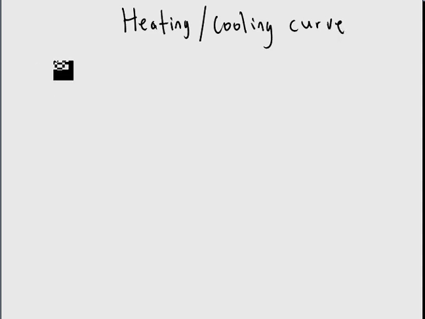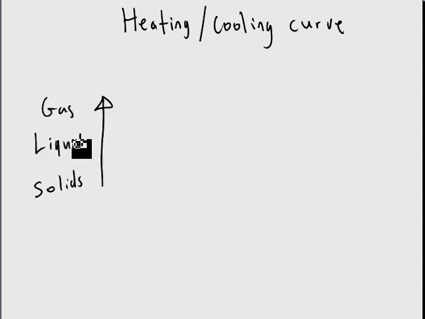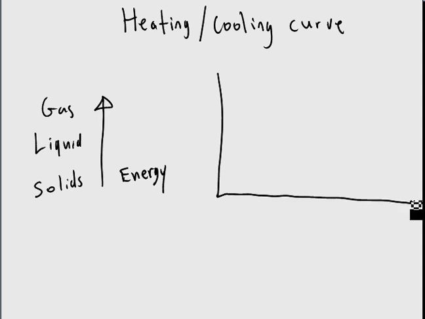And we kind of know from experience that to get from a solid to a liquid to a gas, we have to add energy. Right? So if you want to melt ice or boil water, you've got to add energy. And so there's a graph that can actually show us a lot of how this happens.